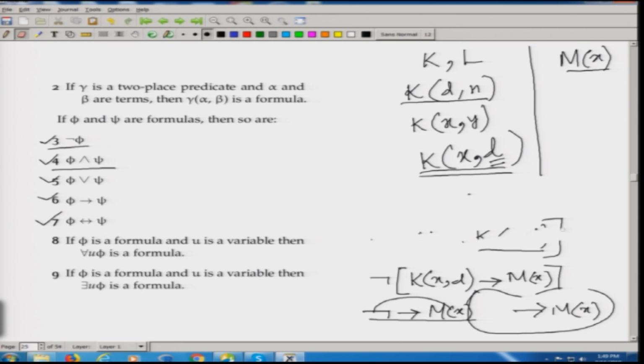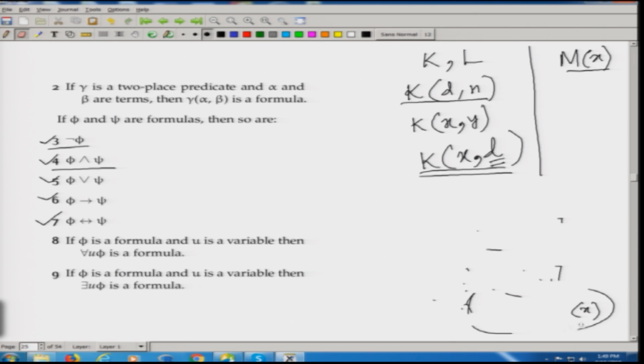We have all these things. So the point is, rule number 8: if phi is a formula and u a variable, then all u phi is a formula. We know the meaning of all u phi, which we have seen in the previous session. We need to see how this rule works. So, I construct a formula by using it.